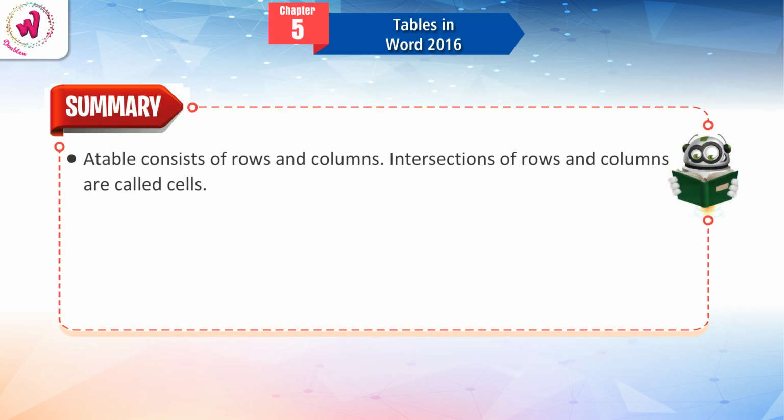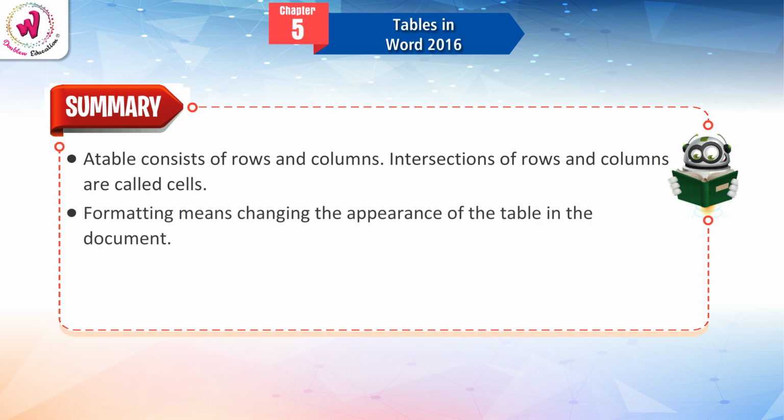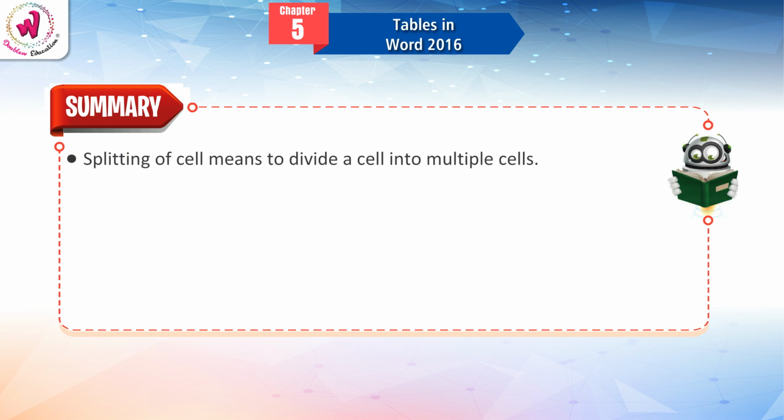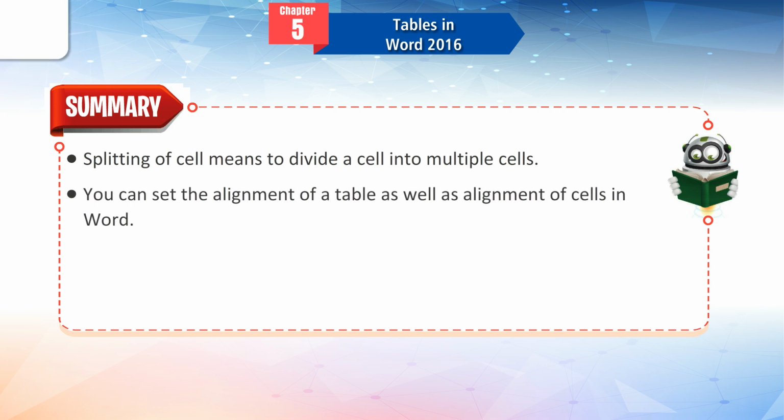Summary. A table consists of rows and columns. Intersections of rows and columns are called cells. Formatting means changing the appearance of the table in the document. Merging of cells is the process of combining two or more cells into a single cell. Splitting of cell means to divide a cell into multiple cells. You can set the alignment of a table as well as alignment of cells in Word.